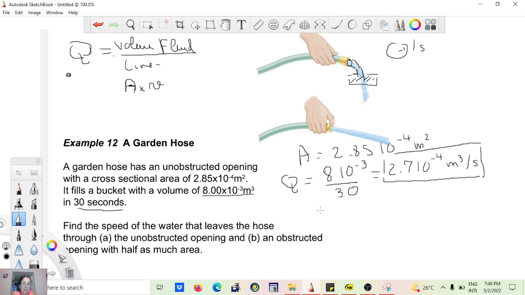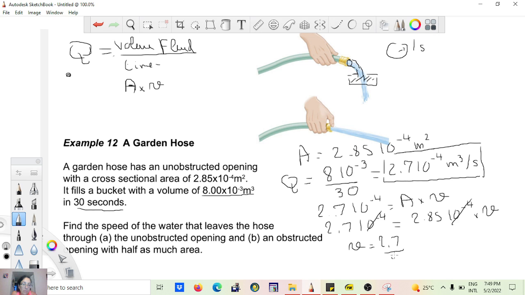And that rate, 2.7 times 10 to the negative 4, is the same thing as the area times the speed. So 2.7 times 10 to the negative 4 equals the area, which is 2.85 times 10 to the negative 4, times the speed. You can cross that out, so the speed equals 2.7 divided by 2.85, and you get 0.95 meters per second. Okay, so Q is a rate.